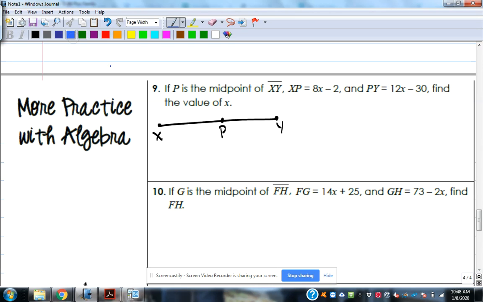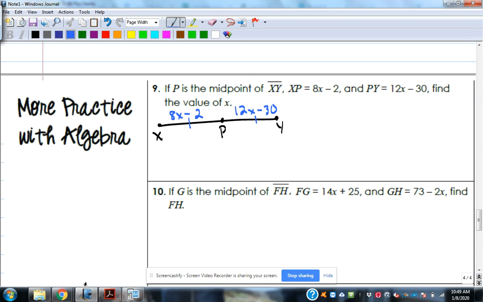And I know that this, what kind of marks can I put on XP and PY? What should they be? Because P is the midpoint, they said. Yeah, they're congruent to one another. So I can put those little marks there that show me that's happening. So this is one of those notation ideas. And then I know from the problem that XP is 8x minus 2 and PY is 12x minus 30. And it says find the value of x.